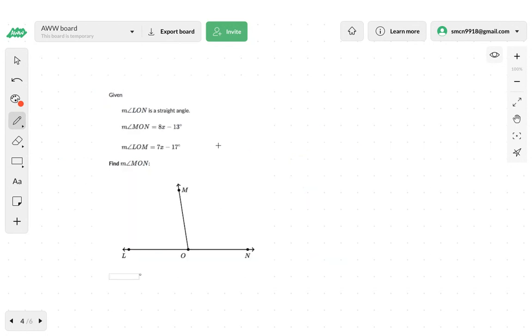So we have the given again. The measure of LON is a straight angle, so that should give us a hint that it should equal 180, if we remember our rules from the first set of questions and also the organizer. Let's fill in the information that we have. The measure of MON, again, just trace it, is 8x minus 13. So I'm going to write that in. And then the second one, they said that the measure of LOM is 7x minus 17.